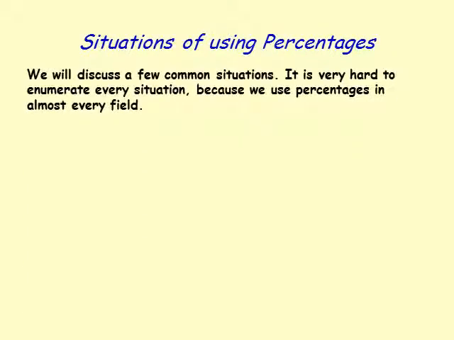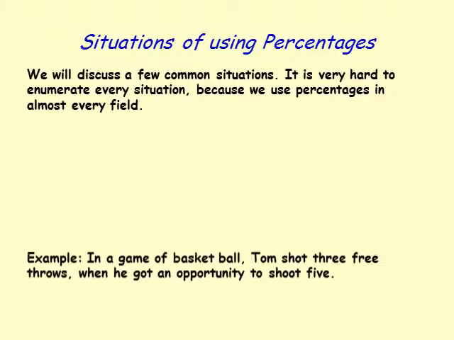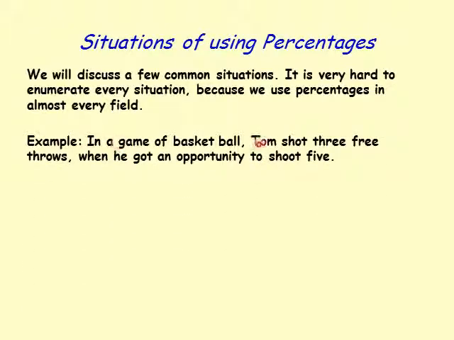Let's look at some situations using percentages. We will discuss a few common situations. It's very hard to enumerate every situation because we use percentages in almost every field. Let us continue here. Example: in a game of basketball, Tom shot 3 free throws when he got an opportunity to shoot 5.